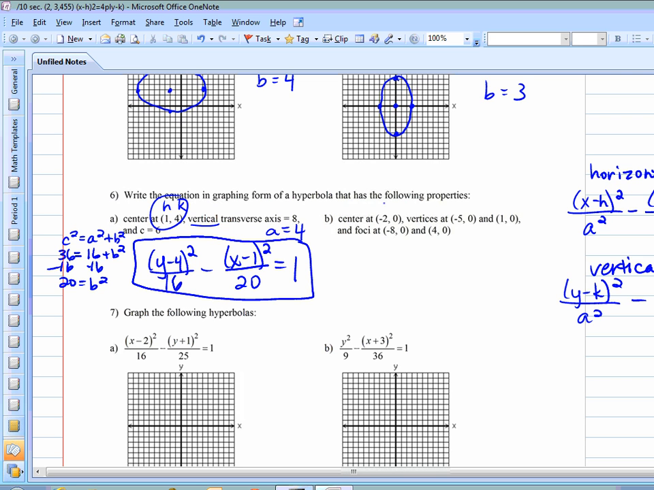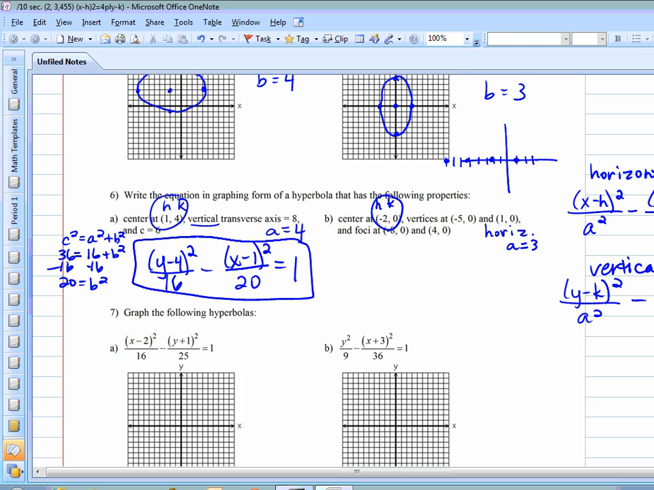The next one, we have our center, which is HK, which will go into our equation. If our vertices are at -5, 0, and at 1, 0, if I make a quick little sketch of that, then I can see that from the center to one vertex is going to be 3. So I know that also that it's horizontal because of the direction it is, and that we just said A was 3.